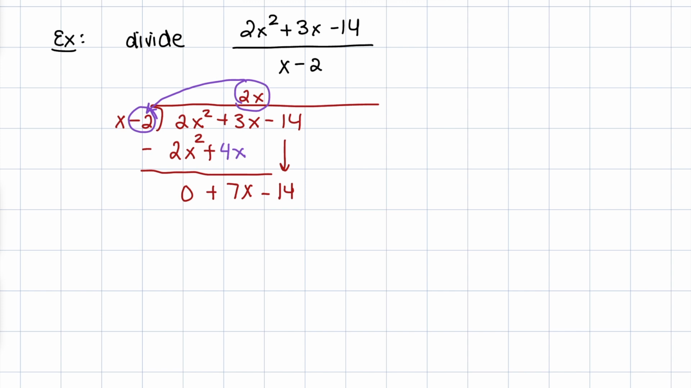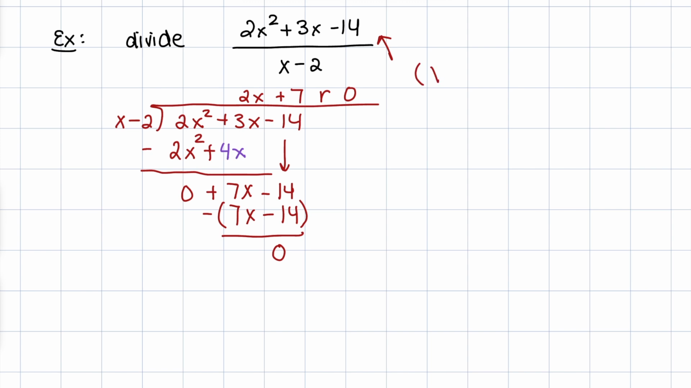Now, you should be able to see something's going on here. So now I need to figure out x goes into 7x how many times? 7 times. So plus 7. So I have 7x minus 14, 7 times negative 2. Notice that those are the same exact things. Well, those are going to cancel out, and I'm just left with 0. So I have a remainder of 0. Well, we just factored 2x squared plus 3x minus 14, right? We factored this piece here into x minus 2 times 2x plus 7.